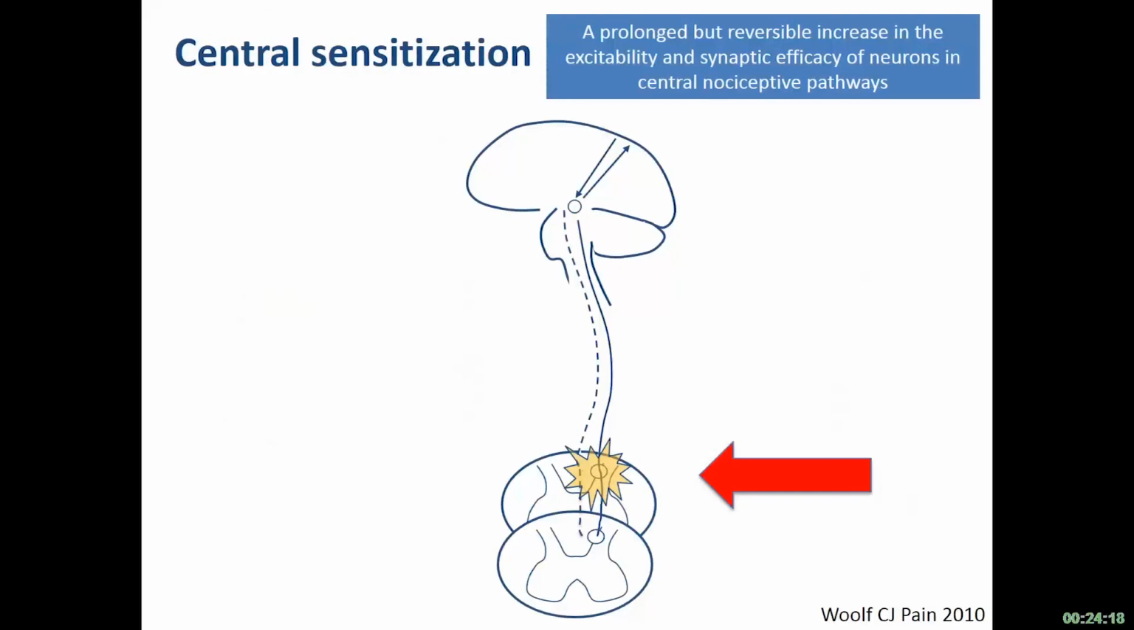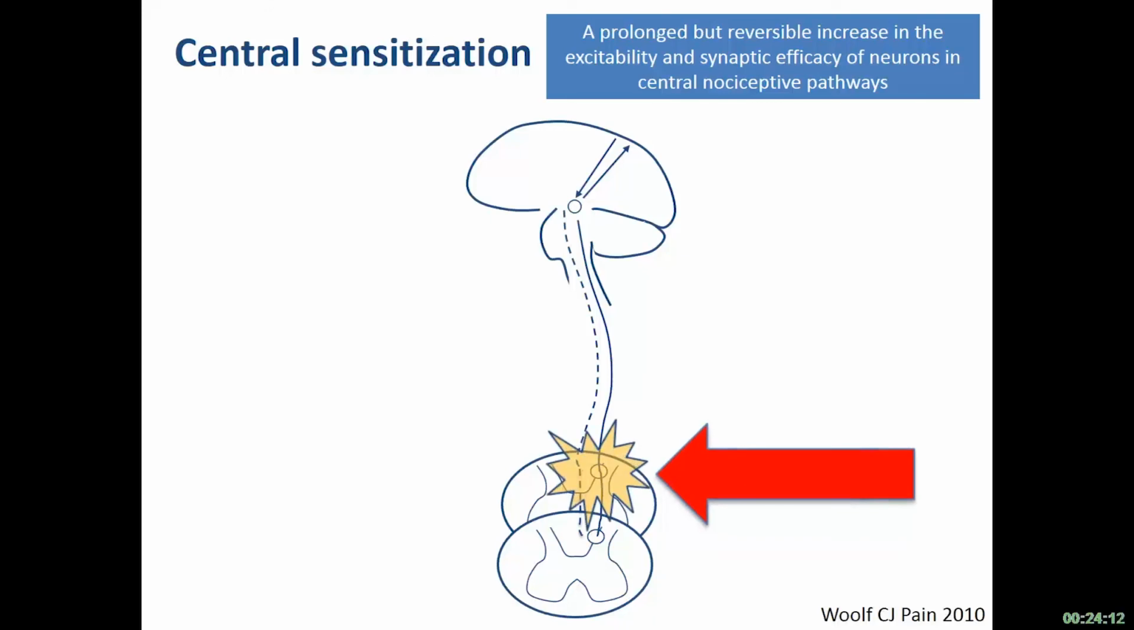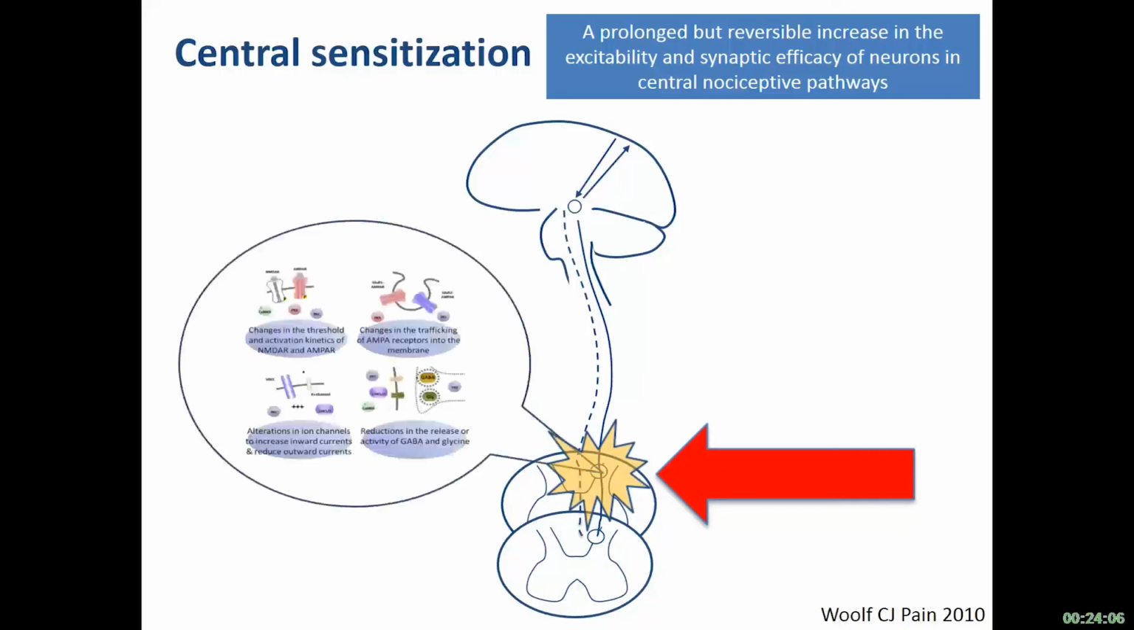When it comes to central sensitization, this has been defined as a prolonged but reversible increase in the excitability and synaptic efficacy of neurons in the central nociceptive pathways. From basic studies, we know quite a lot about the mechanisms. These involve, among many, changes in the activation kinetics of the glutamate receptors, the NMDA receptors and the AMPA receptors. It changes the trafficking of these receptors into the postsynaptic neuron. It changes the ion channel properties with hyperexcitability, and we also see loss of inhibitory interneurons and GABA-mediated transmission in the spinal cord, whereby everything becomes more hyperexcited, so to say.